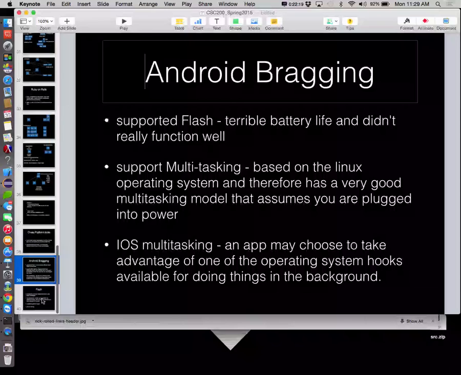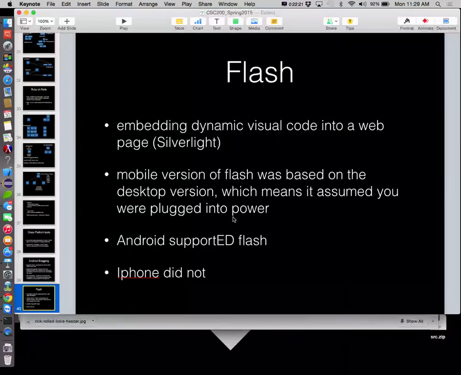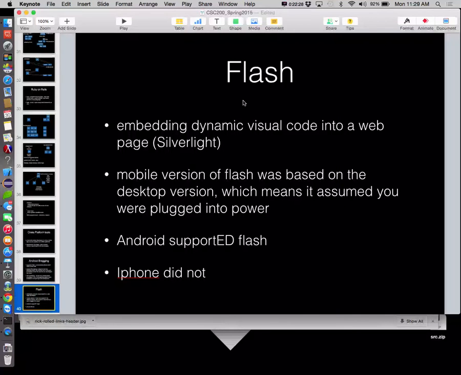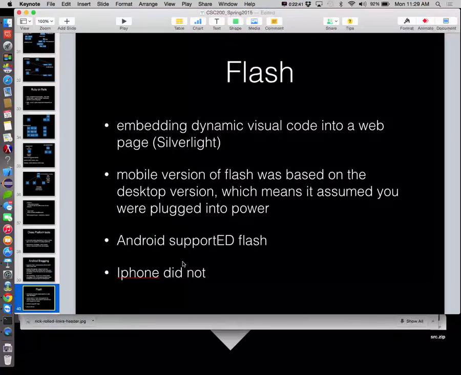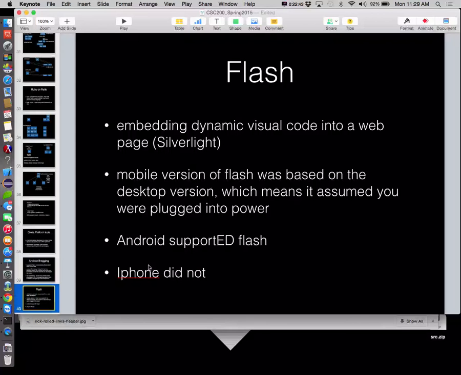Okay. So in any case, Flash, very good product. Very bad if you're running off a battery. Okay, so I mentioned last time that Android supported Flash. Do you have an Android device today? You don't have Flash. They took it off. So your battery life isn't as bad as it used to be. Okay, so Flash is gone.